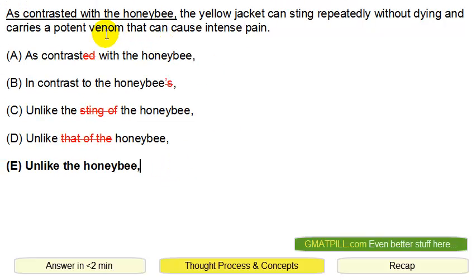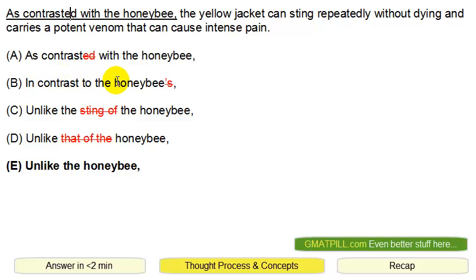So what's going on here? You're comparing apples to oranges right here, right? As contrasted with the honeybee. Well, this is wrong because of the "ed" here, right? As contrasted with the honeybee, it almost seems like, well, somebody contrasted them, and you're saying, well, as contrasted with the honeybee in this particular book or something. Well, that's not the case here. So this "ed" is not necessary here.